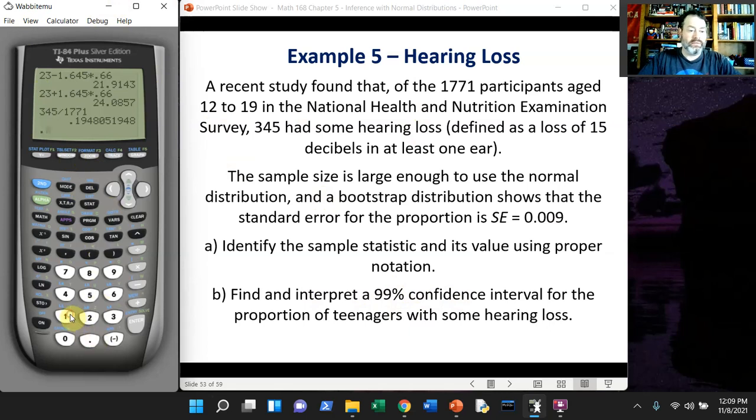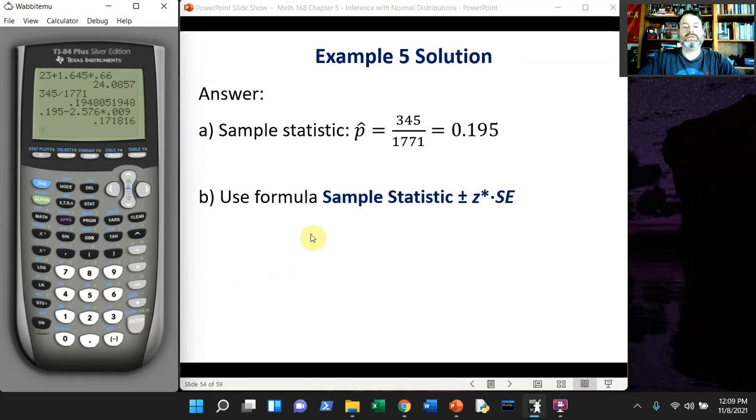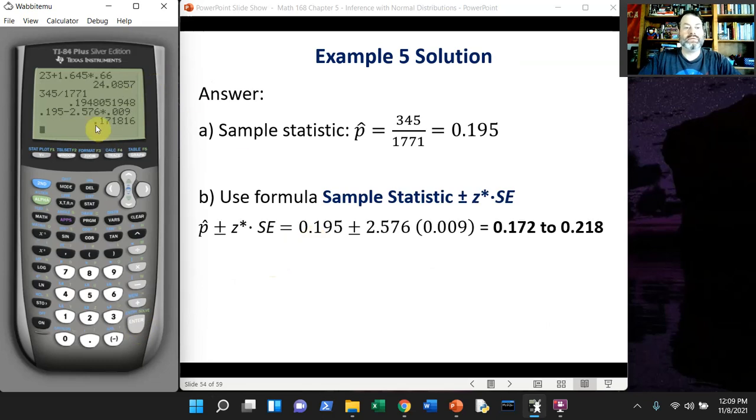So 0.194. Again, rounding everything to 3 decimal places. Oh, 0.195. Minus 2.576 times the standard error, 0.009. And you do it again for the positive part, right? So 0.172. Do it again for the positive numbers. Just change this minus to a plus.